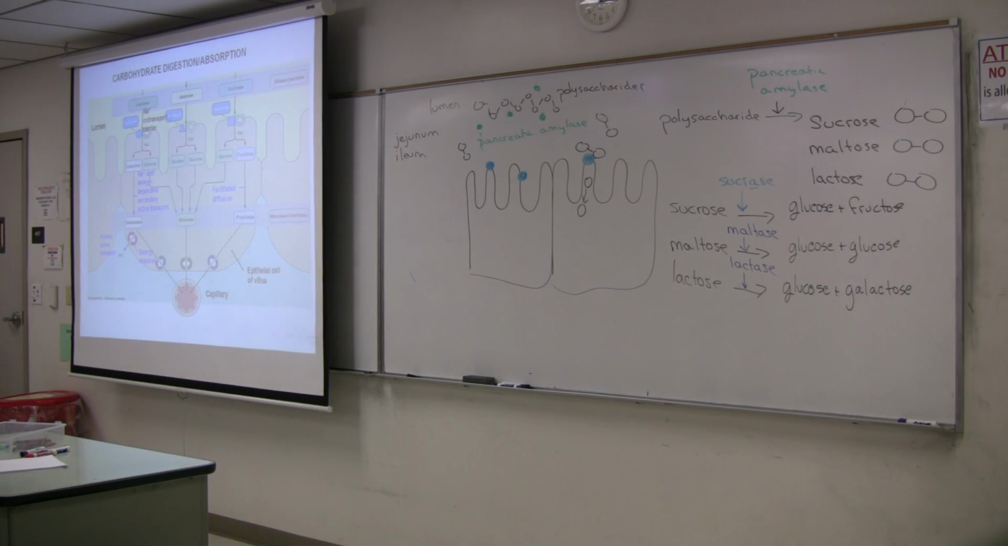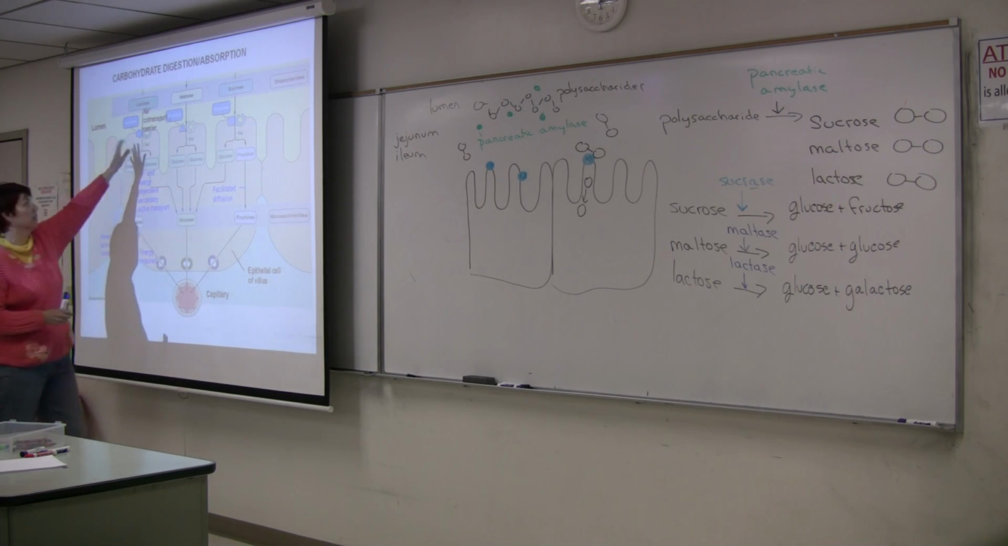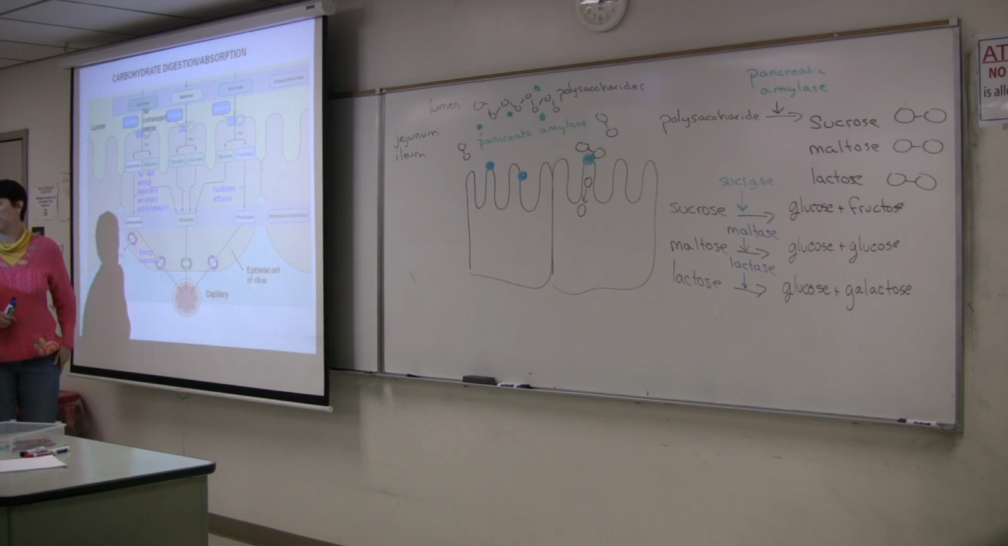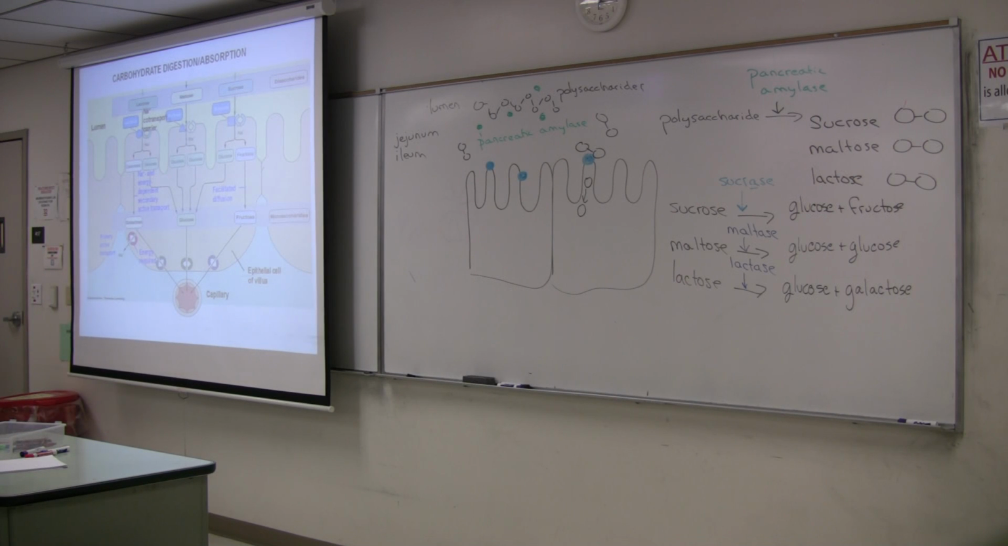It's the same process that we looked at in the proximal convoluted tubule for moving the glucose from the filtrate to the peritubular blood, as we see here moving the glucose from the lumen of the intestine to the capillary blood of the villus. So this is the final stage. These enzymes are the final stage enzymes that provide an absorbable form of the sugar.